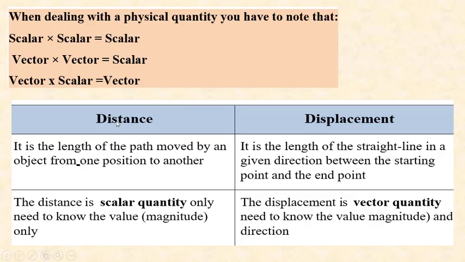Now let's know what is the difference between distance and displacement. Distance is the length of the path moved by the object from one position to another. On the other hand, we can say that distance is the actual length done by the object from starting position to final or end position. It's considered as a scalar quantity as it has magnitude only, and we know that the unit of distance is meter. While displacement is the length of the straight line in a given direction between starting point and ending point. Displacement is a vector quantity that needs magnitude and direction.